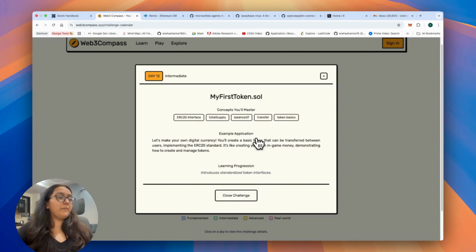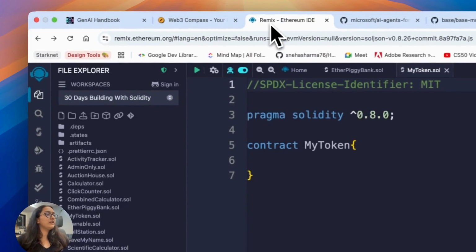So yeah, the example application would be, let's make your own digital currency. You will create a basic token that can be transferred between users, implementing the ERC20 standard. We will talk about all of this in detail and also look at how we can write this token contract using OpenZeppelin in just 5 to 6 lines of code instead of implementing it from scratch. And just like I mentioned, it's like creating your own in-game money, demonstrating how to create and manage tokens. So let's head to Remix.